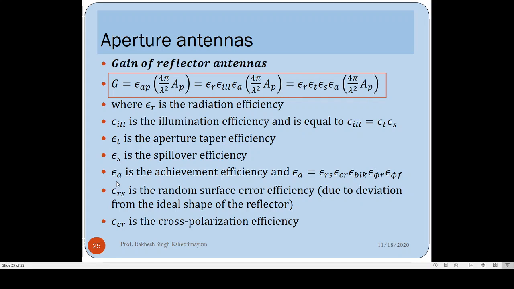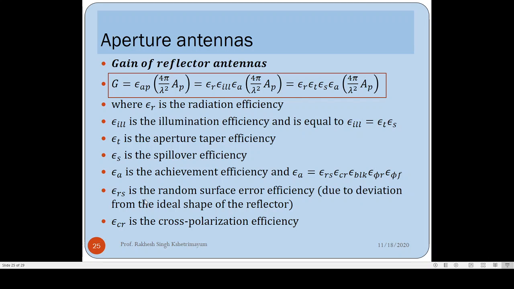What is this epsilon A? Epsilon A is the achievement efficiency. It depends on five other efficiencies. First is epsilon RS, the random surface error efficiency. When you manufacture this parabolic reflector antenna, you cannot have the ideal shape. There may be some change in the shape, and due to that there will be some efficiency loss. That is called the random surface error efficiency.